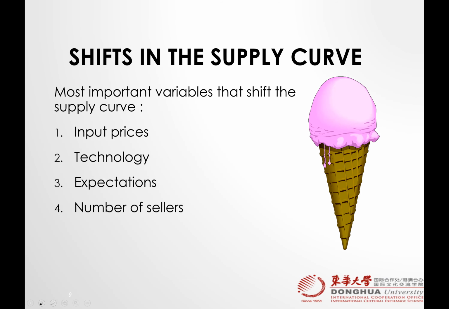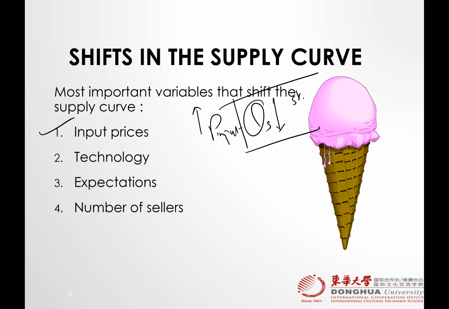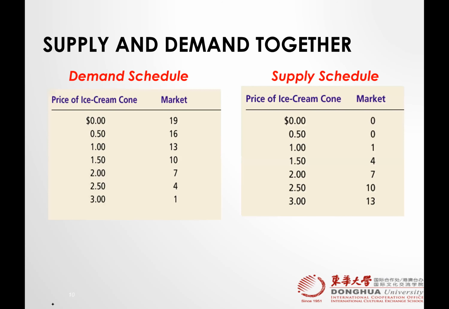And then we talked about the variables that cause these shifts. Number one, we talked about input prices, and we said that if input prices rise, quantity supplied decreases, and that decrease in supply would be causing a shift, right?